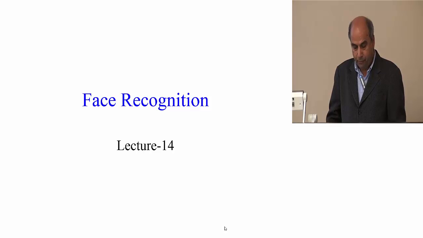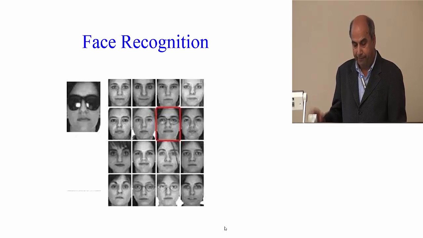The problem is very intuitive. We have a database of faces of different people, maybe different viewpoints of those people, and we have an input image like this. We want to find out which person that is. There are a lot of uses in biometrics and security and all kinds of things.